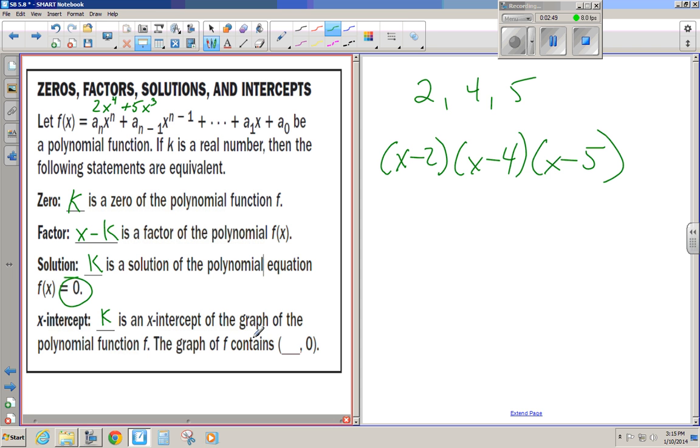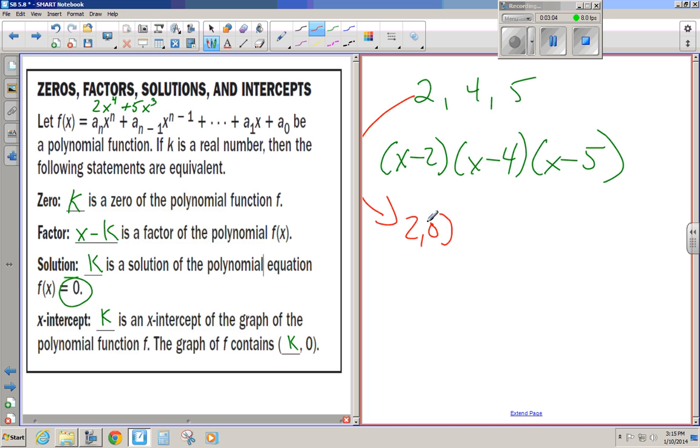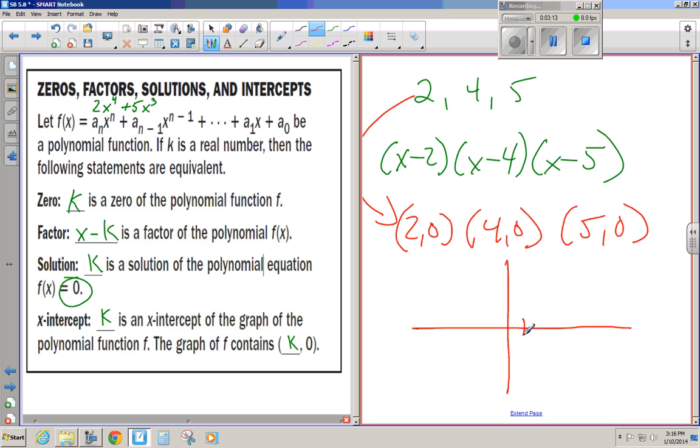K is an x-intercept of the graph of the polynomial function f. The graph of f contains k, 0. These points here are actually 2, 0, 4, 0, 5, 0. They are points on a graph. This graph will have a point at 2, 0, 4, 0, 5, 0. That's what this is talking about.